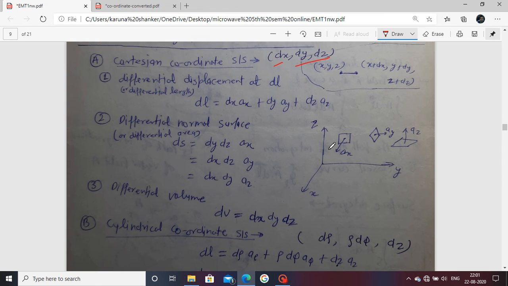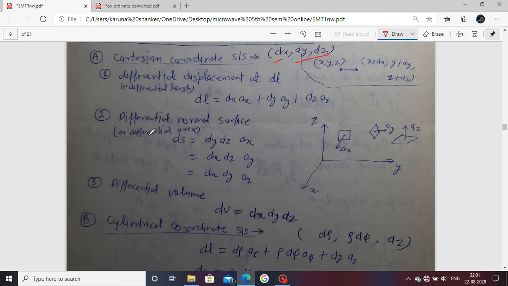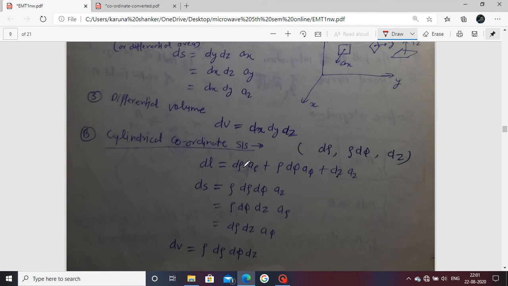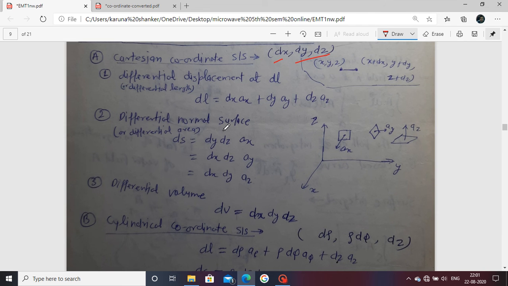In terms of differential area and volume, you see here the differential length is the addition of the differential distances along the x axis, y axis, and z axis, with the unit vectors. Add all three terms, then the differential length is calculated.